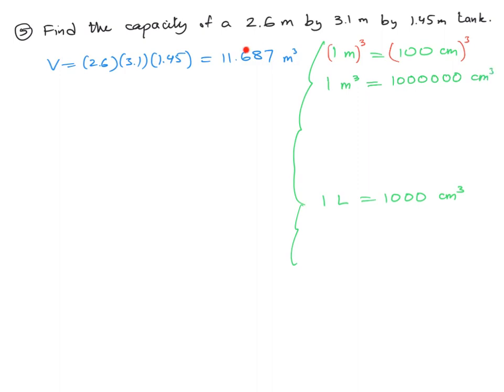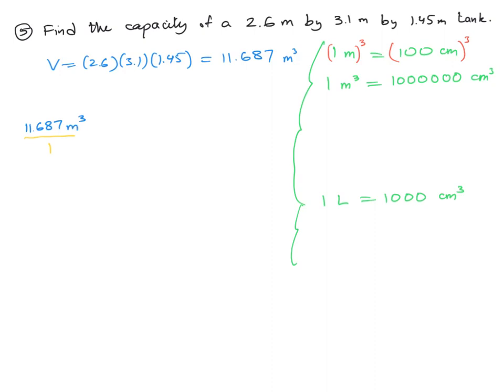Now, I want to convert this 11.687 meters cubed by canceling out meters cubed and then eventually canceling out centimeters cubed. So let me recopy the 11.687 meters cubed, and I'm going to divide it by 1 for a second. Now I'm going to multiply it by 1 a bunch of times, because that doesn't change anything, but I'm going to be clever about what I use for 1. So I've got this 1 meter cubed equals 1,000,000 centimeters cubed. Right now I have meter cubed in the numerator, and I'd like to get rid of it. So I'm going to put meter cubed in the denominator.